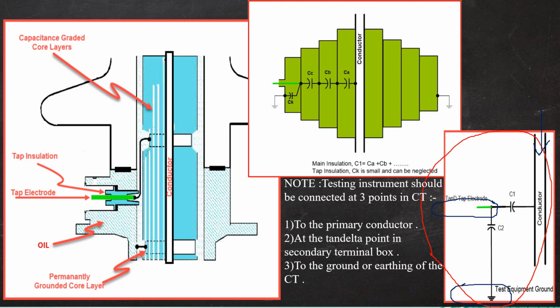So any equipment that we will use to measure tan delta and capacitance in a CT, we will connect that equipment at these three points.